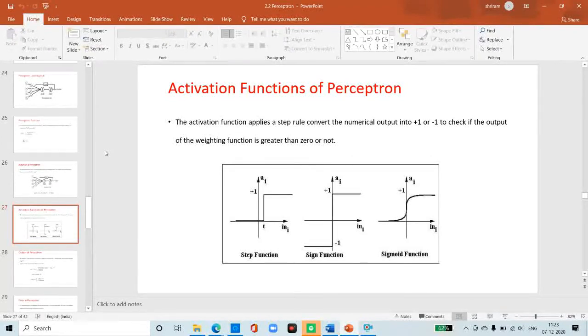In a previous unit we discussed the activation function and its types. In that we discussed the linear step function, sine function, sigmoid function, rectified linear unit function, and softmax function. So these are the types of activation function.